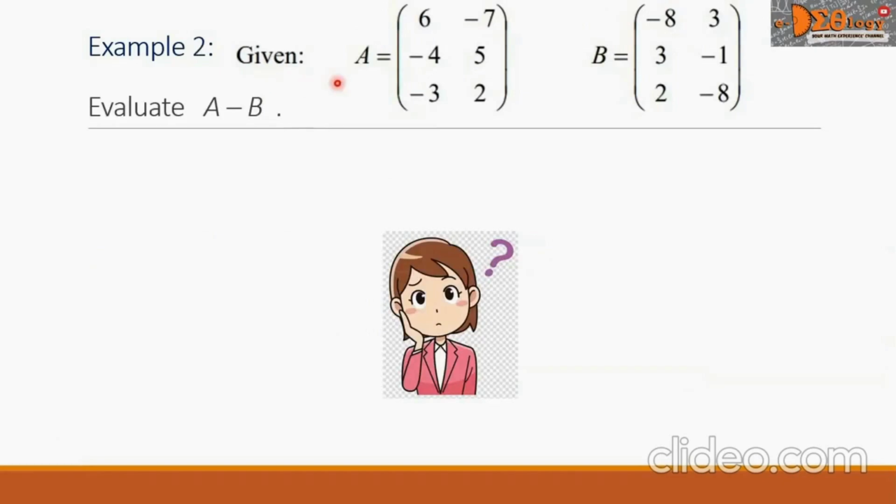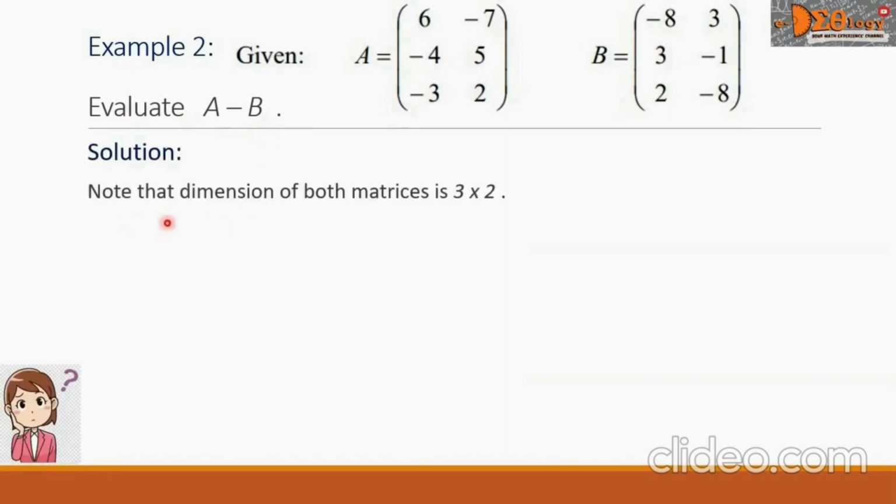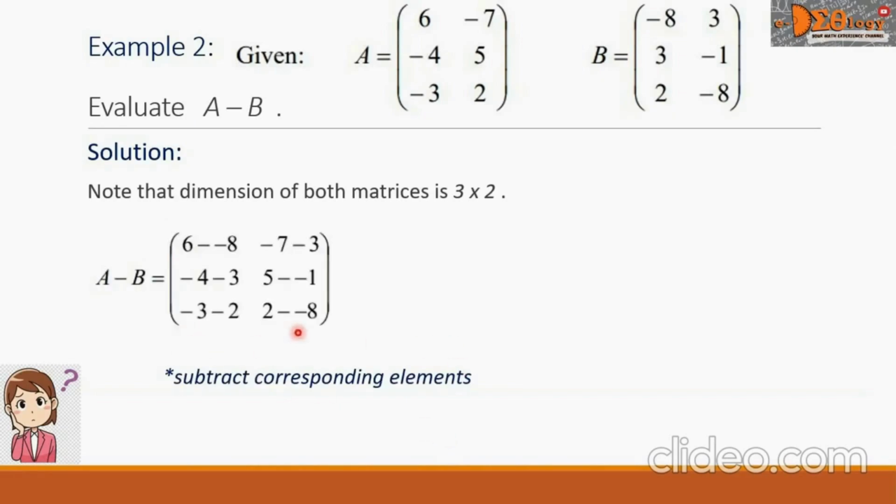Example 2. Given matrix A: 6, negative 7, negative 4, 5, negative 3, 2. Matrix B: negative 8, 3, 3, negative 1, 2, negative 8, respectively. Let us evaluate A minus B. We note that the dimension of both matrices is 3 by 2, meaning 3 rows by 2 columns. For A minus B, we're going to subtract corresponding elements. So we will have this.